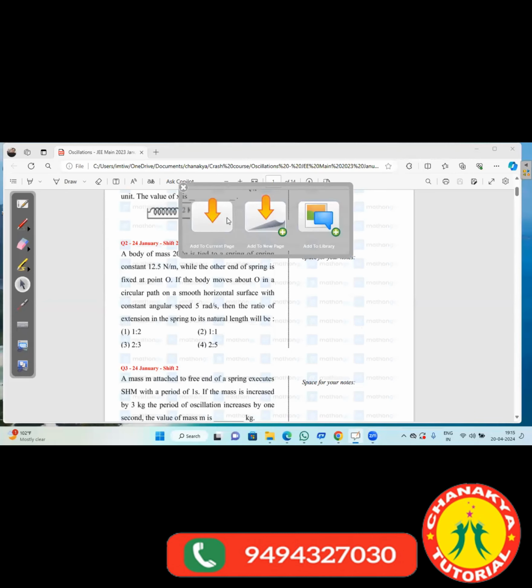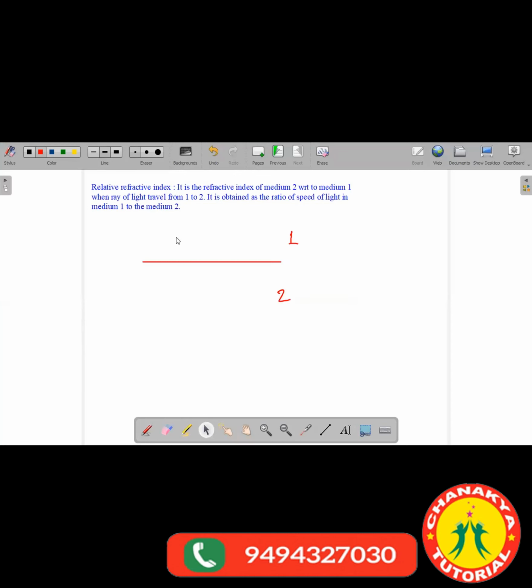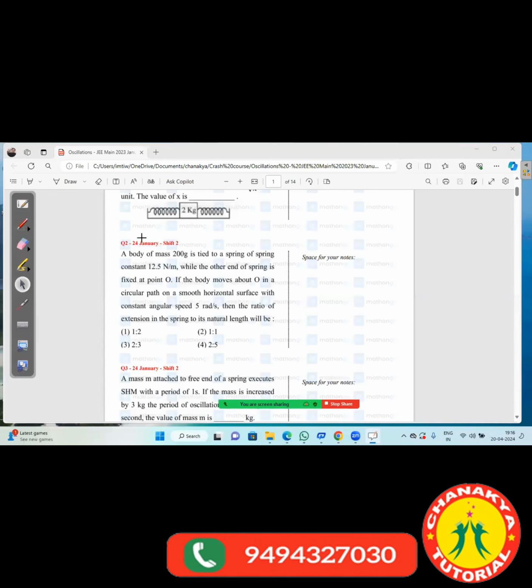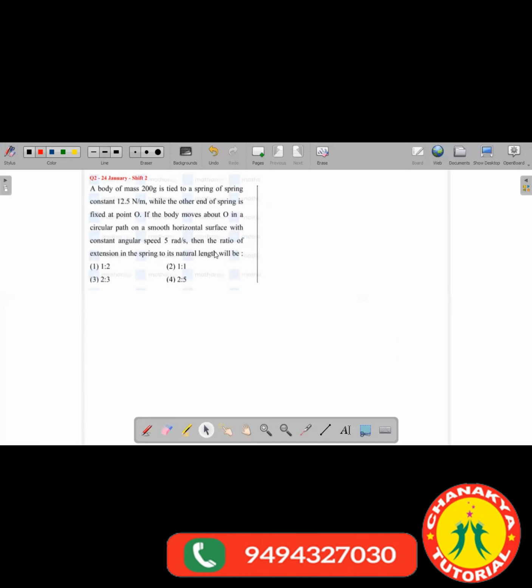So let us try to understand this question. A body of mass 200 gram is tied to a spring of spring constant 12.5 Newton per meter, while the other end of the spring is fixed at point O. If the body moves about O in a circular path on a smooth horizontal surface with constant angular speed 5 radian per second, then the ratio of extension in the spring to its natural length will be.